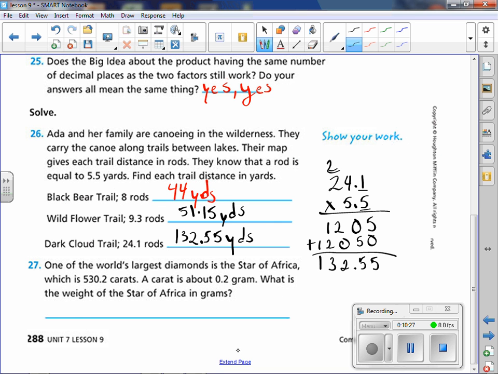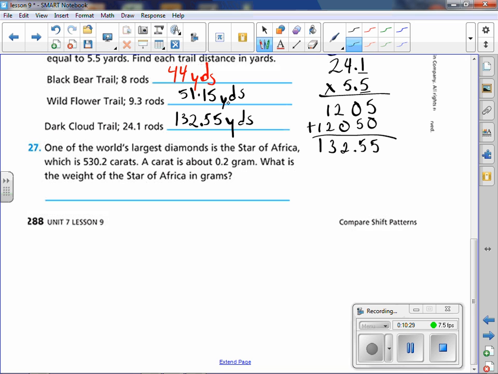Okay, let's go on to the last problem for the day. One of the world's largest diamonds is the Star of Africa, which is 530 and 2/10 carats. A carat weighs about 2/10 of a gram, so we're going to multiply by 2/10. What's the weight of the Star of Africa in grams?